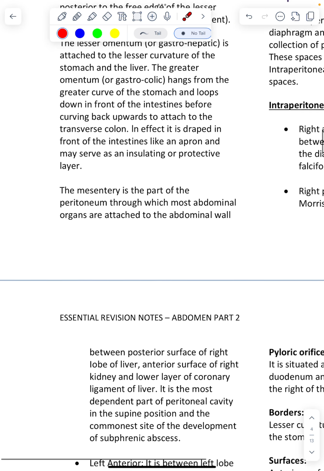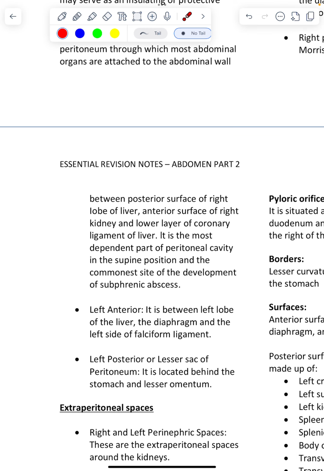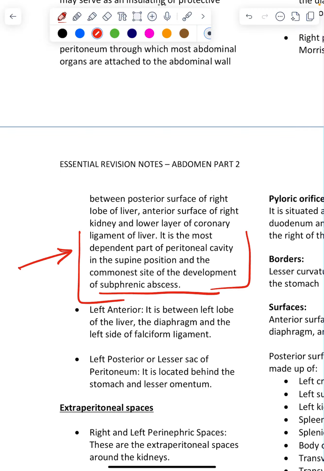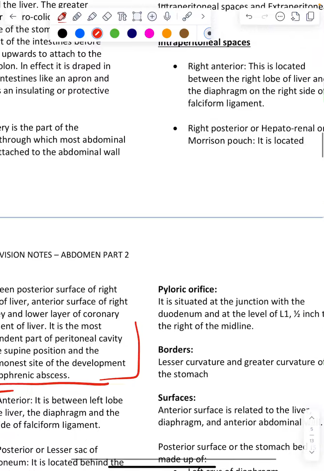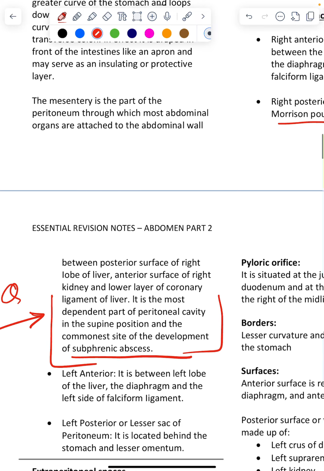This is the pouch where fluids collect: the posterior surface of the right lobe of the liver, the anterior surface of the right kidney, and the lower layer of the coronary ligament of the liver. It is the most dependent position of the peritoneal cavity in the supine position and the commonest site for development of subphrenic abscess. This is the question: hepatorenal abscess, Morrison's pouch.